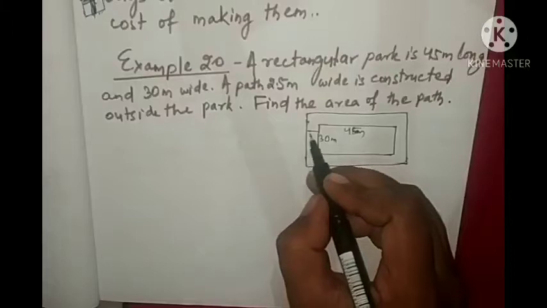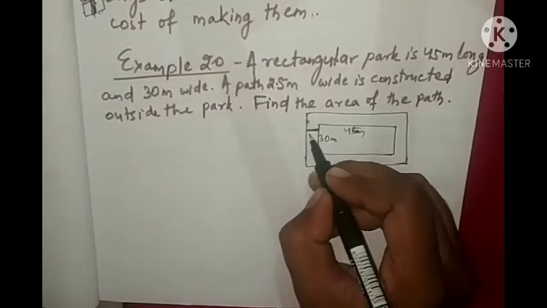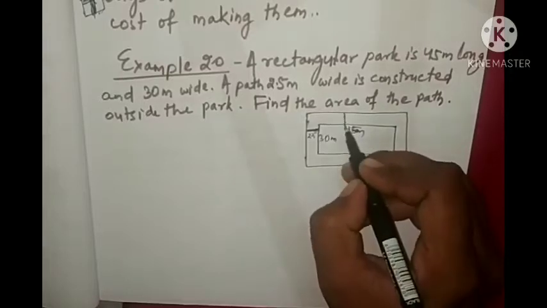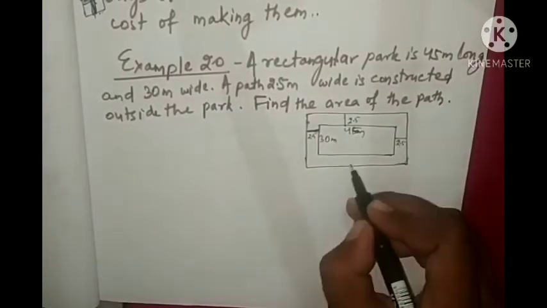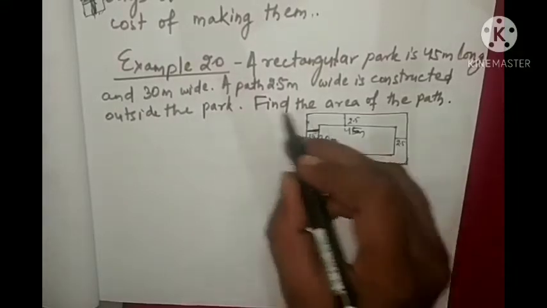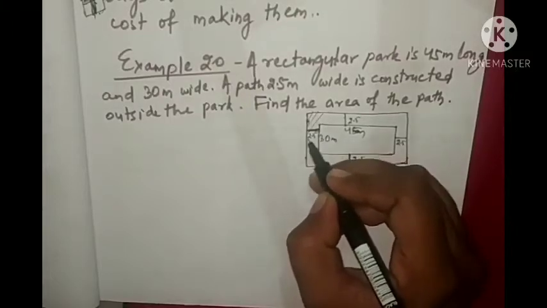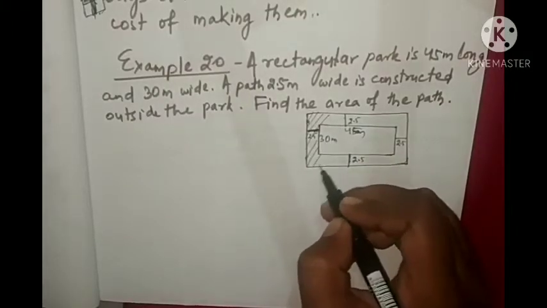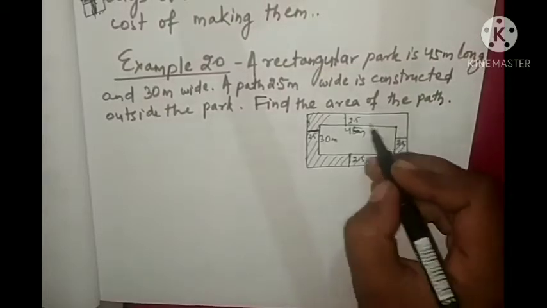So this path's width is how much? 2.5 meter. Wherever you go, what you find? 2.5 meter. So find the area of the path. You have to find the area of this path. So how can you find the area of this path?